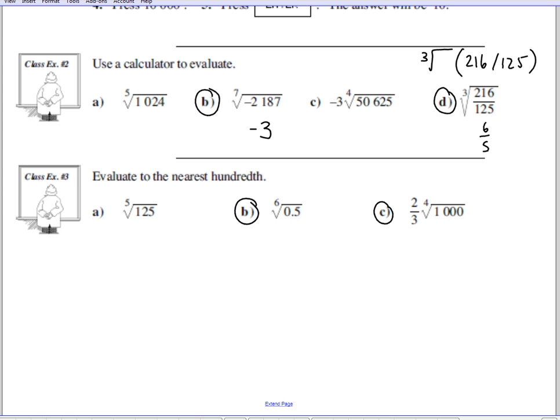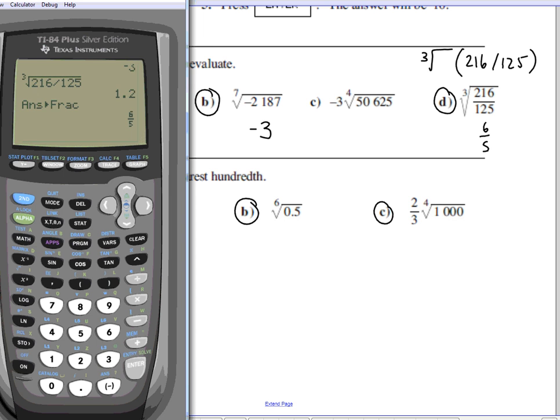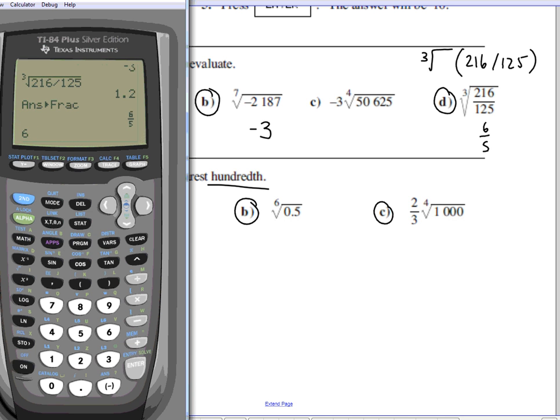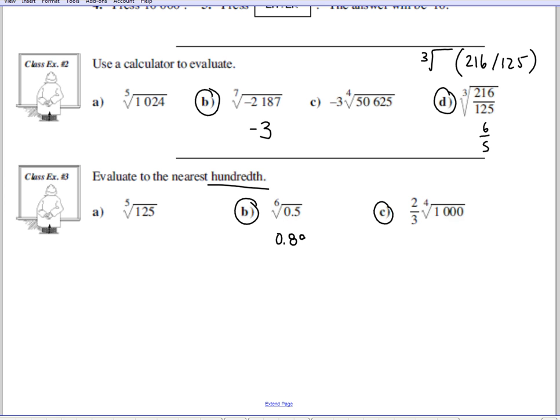B, the 6th root of 0.5 to the nearest hundredth. So 6 math 5, 0.5. To the nearest hundredth, how many decimal places is hundredth? 2, because 1 divided by 100 is 2 decimal places. 0.89 you should have had.